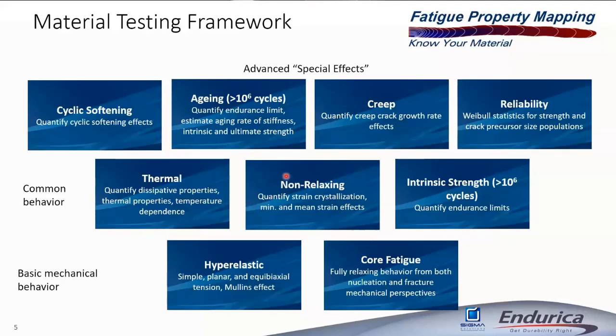And then we also have advanced effects where we can look at cyclic softening. We can look at the effects of a heat exposure where the material properties are evolving in time. The Endurica code does include an Arrhenius-based aging model for both the stiffness and the fatigue crack growth rate properties. So you can have combined aging and fatigue going on in your material. Our material models allow for time-dependent creep crack growth to occur. And we can also do a characterization of the distribution of crack precursors in the material so that we can make statements about reliability of the part.